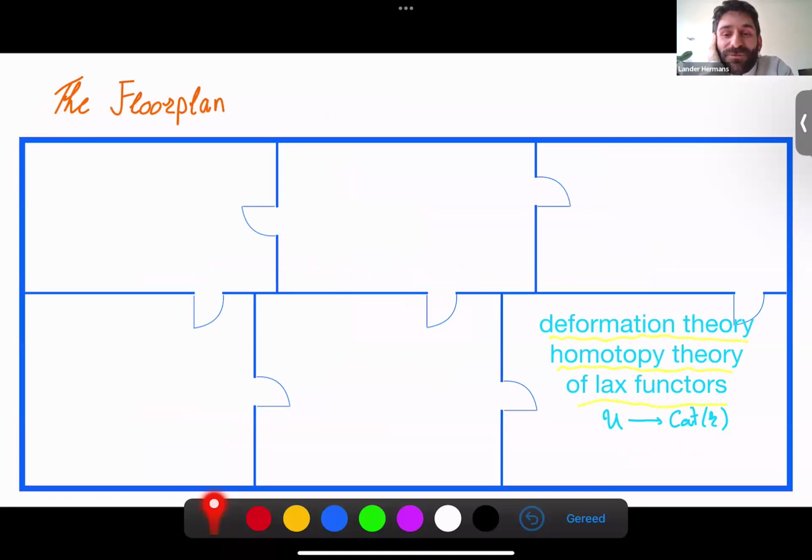Okay, so what is the floor plan to where we really want to reach? And it has a couple of chambers that are independent, but each part of it, you need to get to the end results. And we want to do a deformation theory from a homotopy theory of these lax functors of this shape. So I'm not presenting this for any two categories of lax functors, but only where this is a small one category and this is the two category of linear categories.